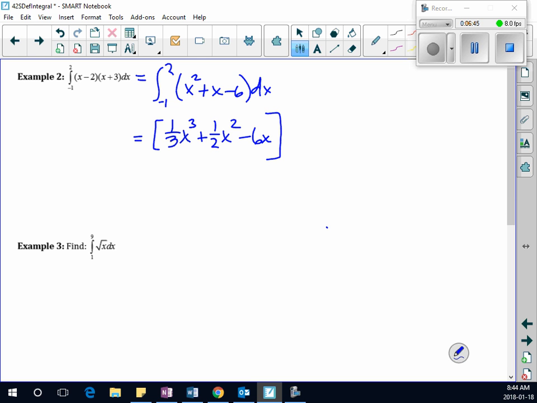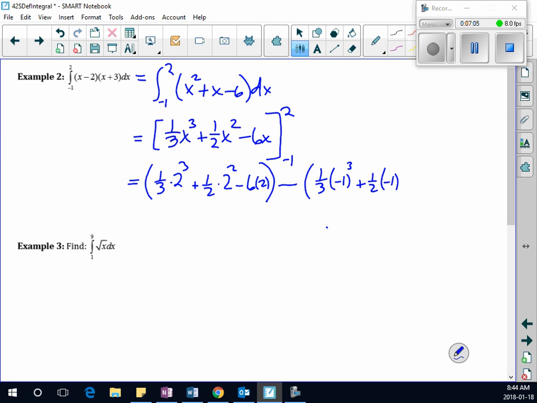And so this is going from -1 to 2. So now I'm going to substitute it in. Bracket 1/3 times 2 cubed plus 1/2 times 2 squared minus 6 times 2. Subtract 1/3 times -1 cubed plus 1/2 times -1 squared minus 6 times -1. This time I'm going to actually come up with the individual brackets first.